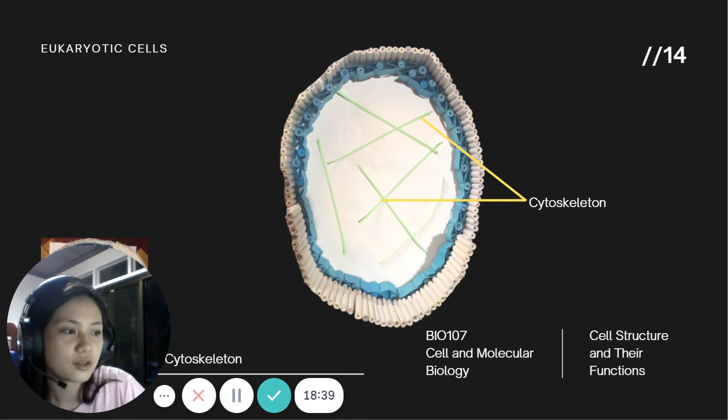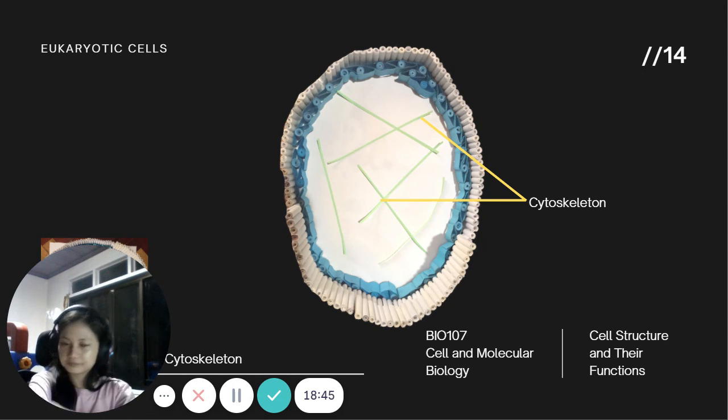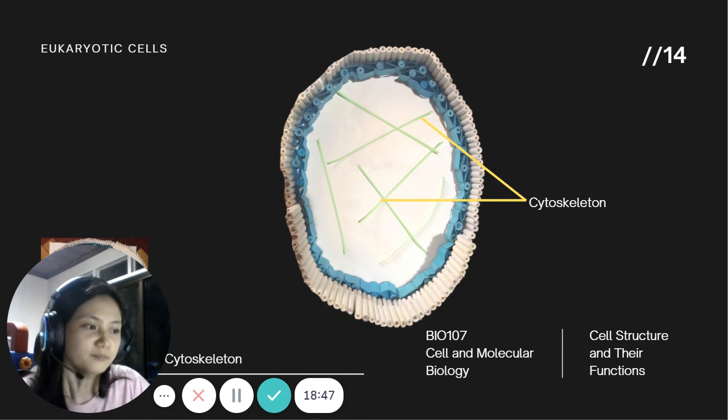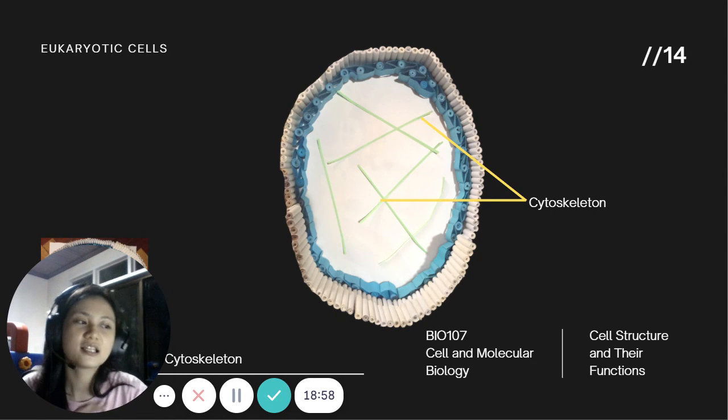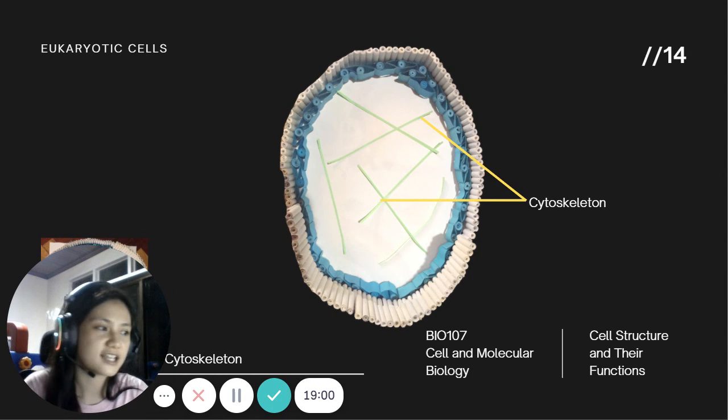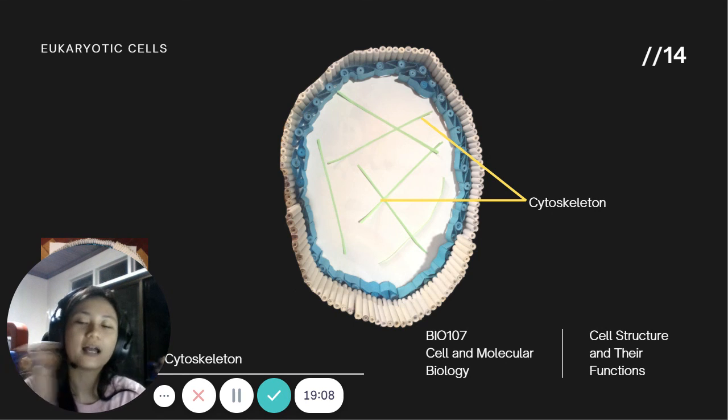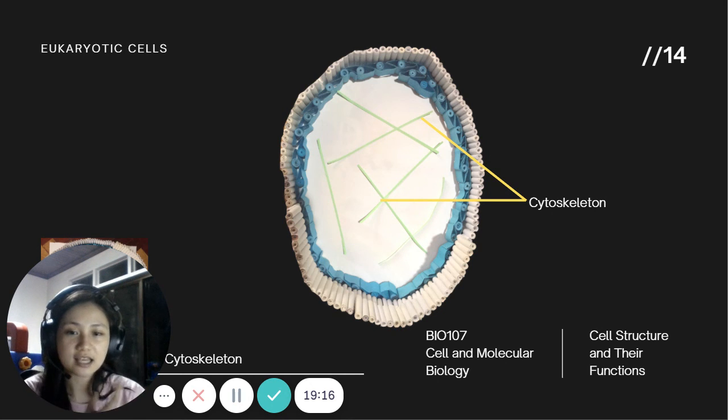So let's proceed to the cytoskeleton. The cytoskeleton provides support for the cell. It functions as a network organizing the cell components and also maintaining the cell shape. So para hindi makalat yung mga organelles. So they are the ones organizing it. Kasi palutang-lutang lang yung organelles sa cytoplasm eh.